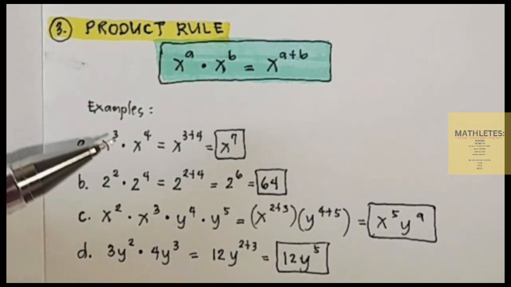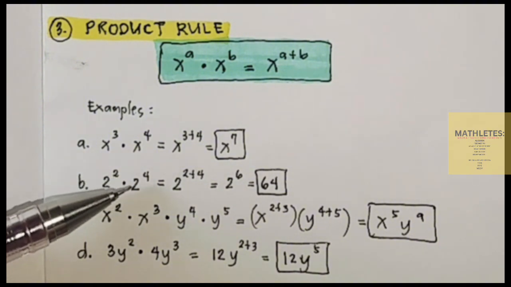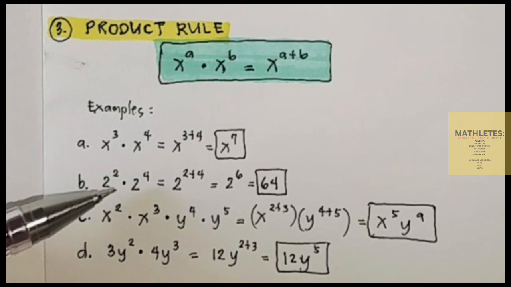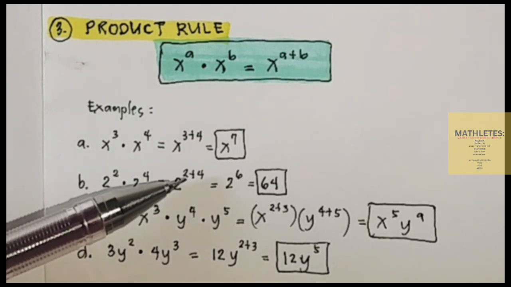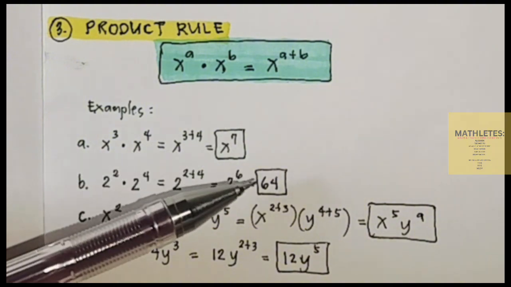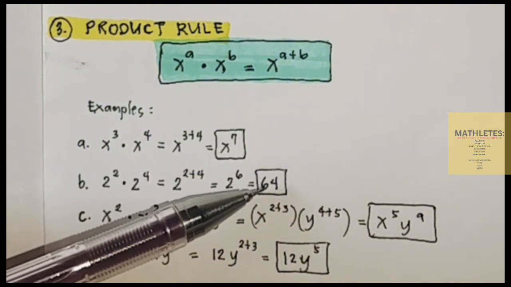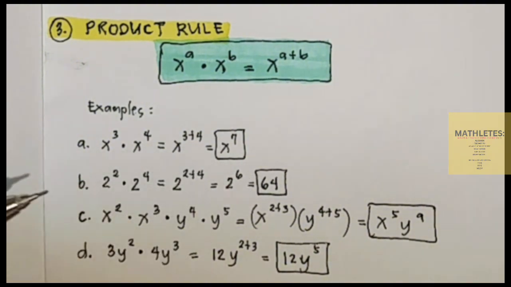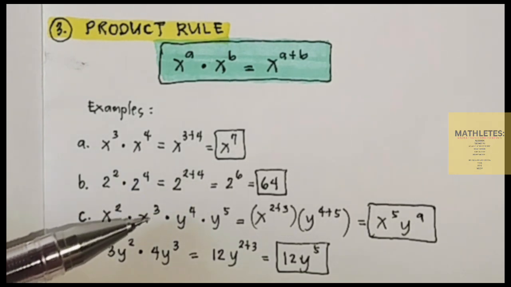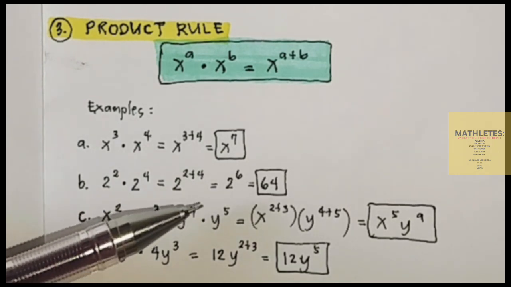Another example is 2 raised to the power of 2 times 2 raised to the power of 4. The answer will be, you copy the base 2, then you add up the exponents. So 2 raised to the power of 6, which is 2 times 2 times 2 times 2 times 2 times 2, so it will become 64. The third example is x squared times x cubed times y raised to 4 times y raised to 5.